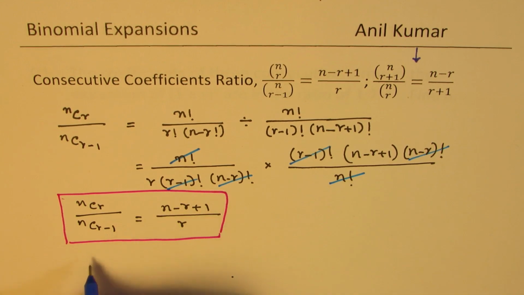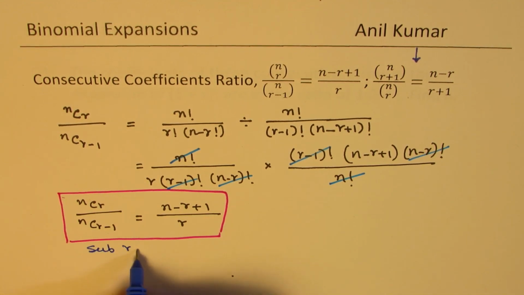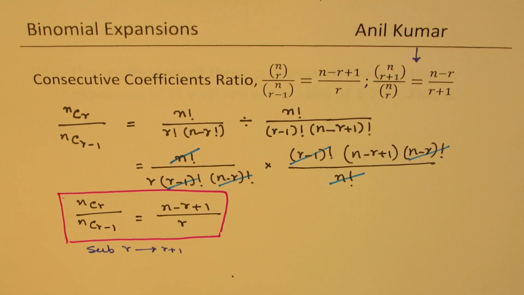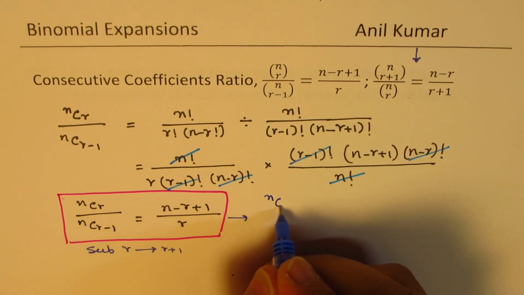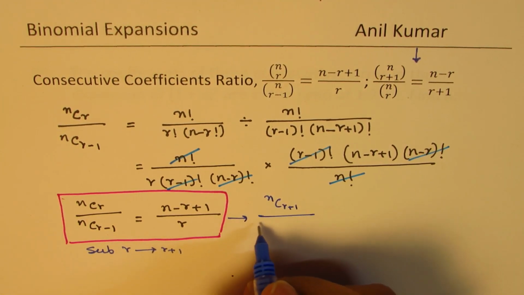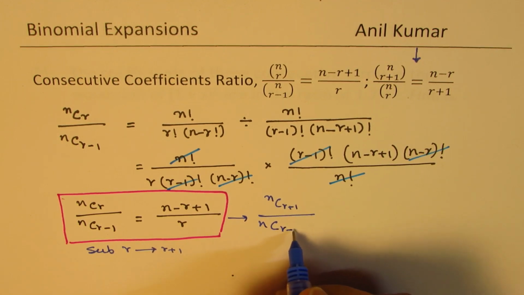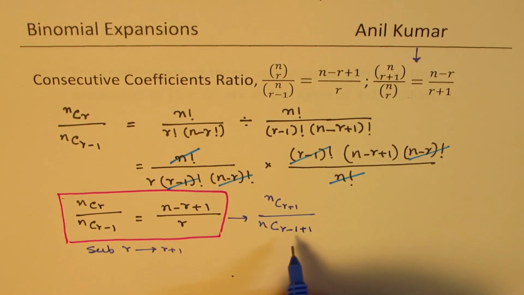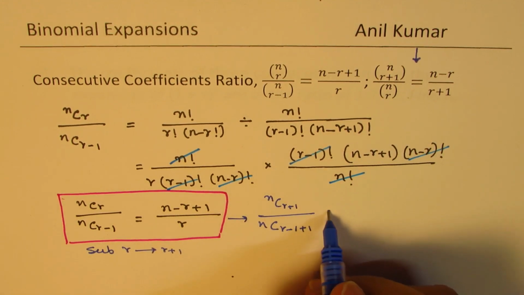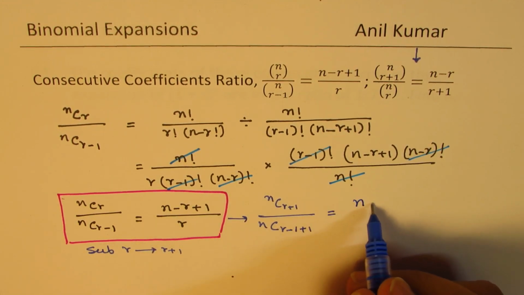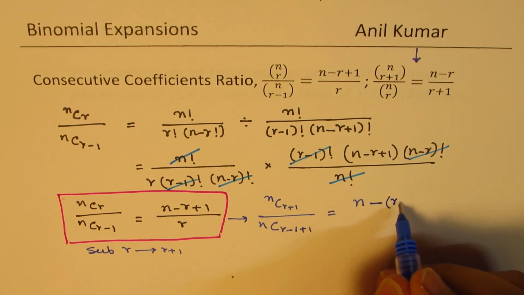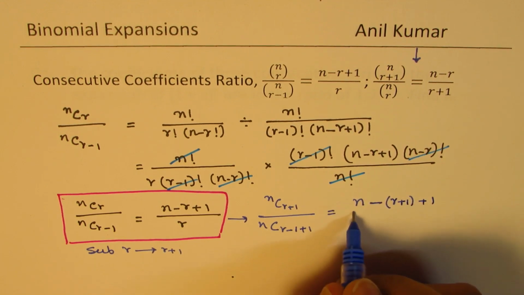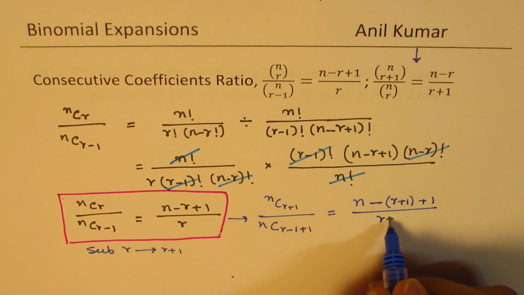So if I replace r with r plus 1, what do I get, right? So let's derive the formula from here. I'm just substituting r with r plus 1, so we get nCr+1 over nCr-1+1, which is nCr. So we have n minus, replacing r with r plus 1, so we write r plus 1, and we already have plus 1 here, and here r plus 1, correct?